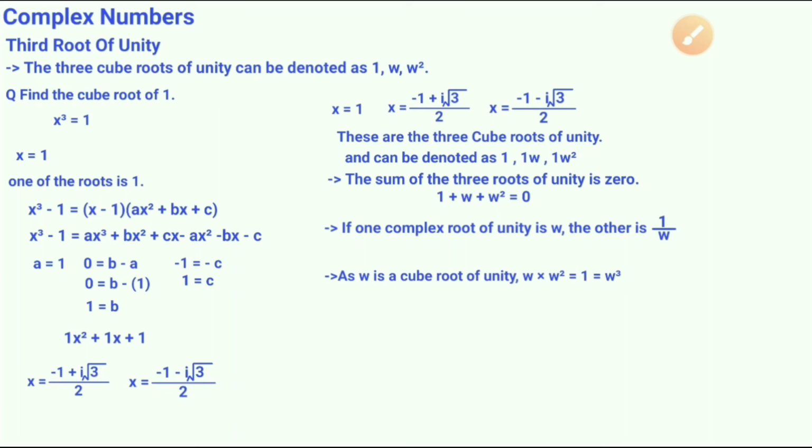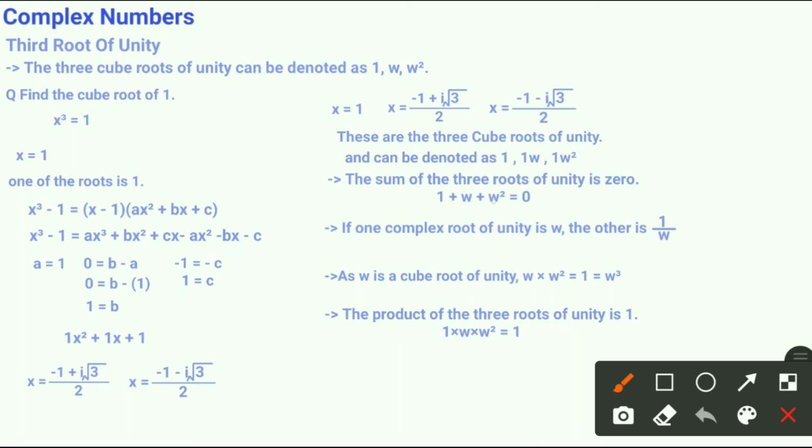If one complex root of unity is w, the other is 1 upon w. As w is a cube root of unity, w multiplied by w square is equal to 1, so w cube is 1. The product of the three roots of unity is 1 multiplied by w multiplied by w square, which is 1. So the sum of the three roots of unity, 1 plus w plus w square, is equal to 0. Okay, fine. This is one thing you need to understand.